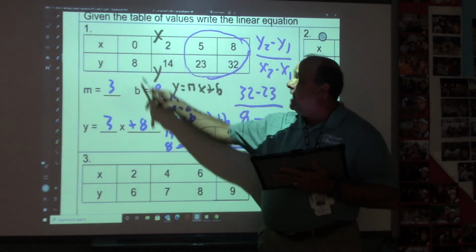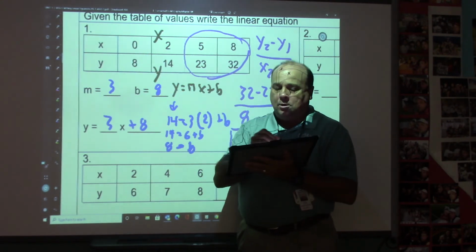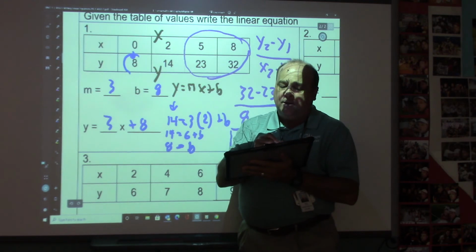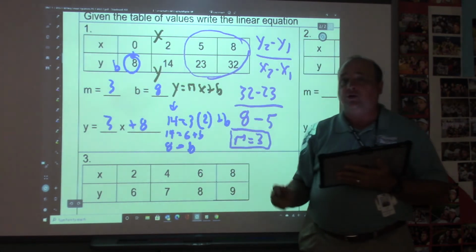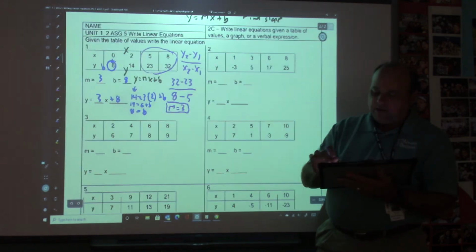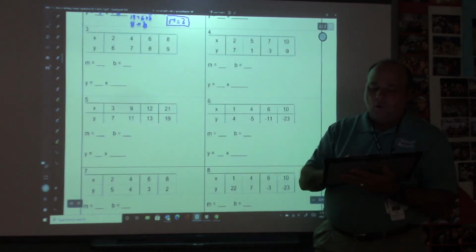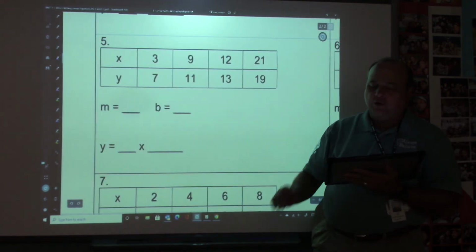And notice the 8 ends up being that number. If this x is 0, this right here is your y-intercept, right? That's basically going to be your starting number. That's what it is when x is 0. I think that's the only one with an x 0. That is the only one. So we'll do one more. Let's go down and do number 5.